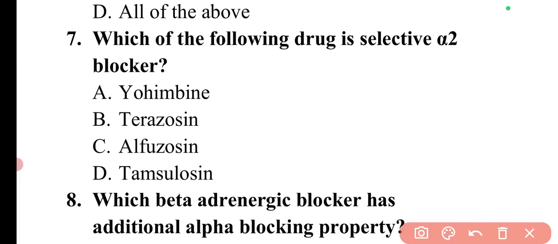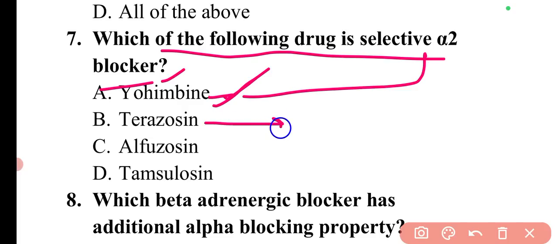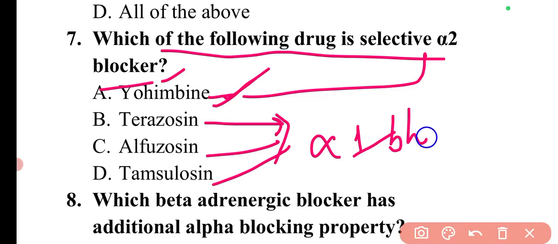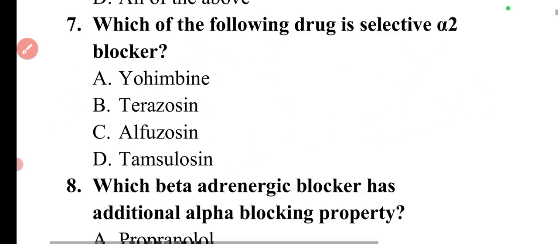The question is, which of the following drugs is an alpha 2 blocker? The first drug, yohimbine, is a selective alpha 2 blocker. Then terazosin, alfuzosin, and tamsulosin are all alpha 1 blockers. So here the correct answer will be option A.